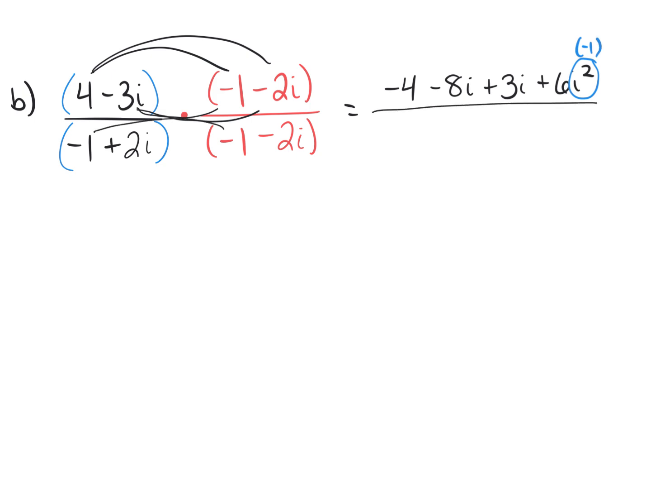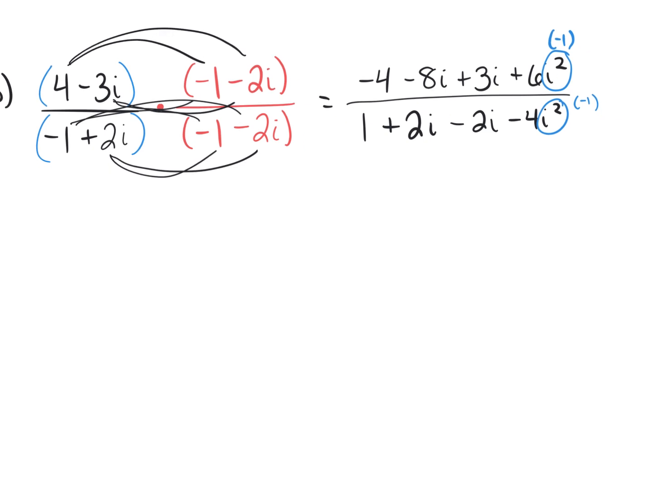Negative 1 times negative 1, 1. Negative 1 times negative 2i, plus 2i. 2i times negative 1, negative 2i. And then 2i times negative 2i, negative 4i squared. What should we circle? i squared. What's it equal? Negative 1. Let's take it all one at a time. Okay. The top, we have negative 4 minus 8i plus 3i. What's 6 times negative 1? This right here. Negative 6. Good.